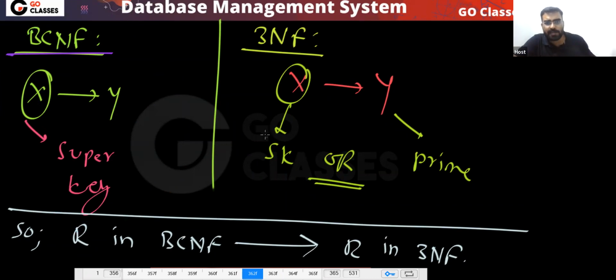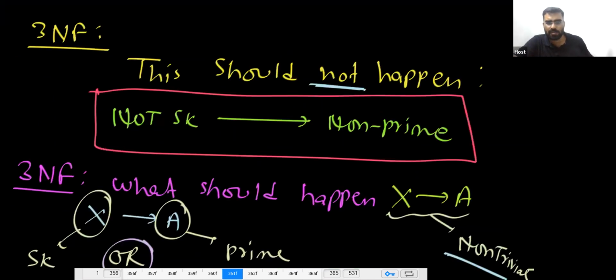What does it mean? It means it should not be a super key. It should be in 3NF. So what should happen? This should be a prime attribute. Okay, correct? So very simple, this should be a prime attribute.